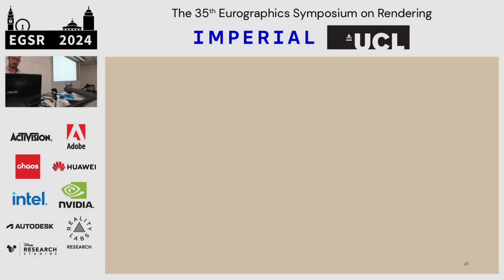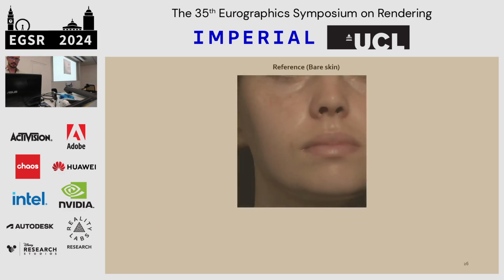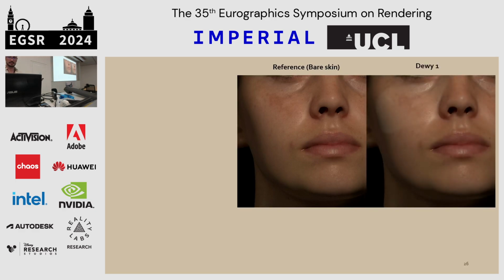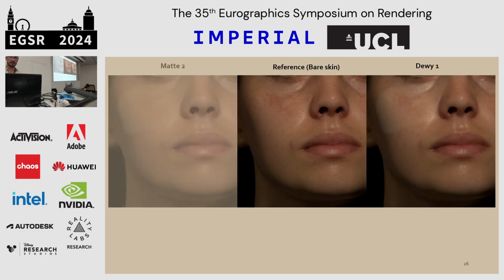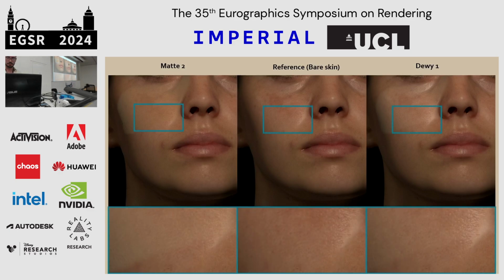So this was the measurements part, and I'll briefly discuss the results. So we have here our initial reference, which is, let's say, bare skin. And then we apply our optimized model using the dewy one data, and then matte 2. And as you can see, the highlights that are visible near the nose, the cheek, and beneath the eye are increased. They look brighter under the dewy one conditions, and they are suppressed more when matte 2 is applied. And these are some zooms.